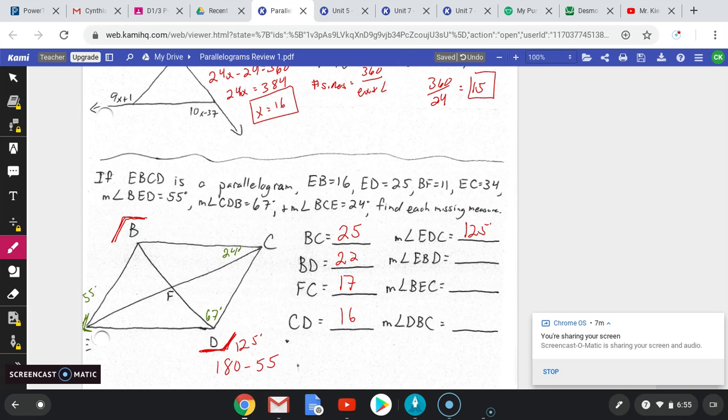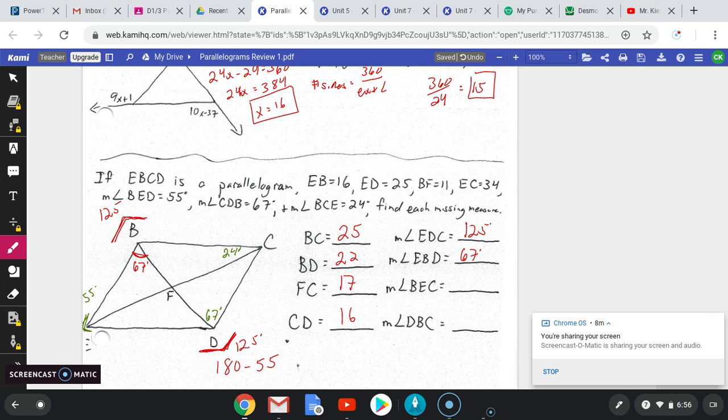Next one, angle EBD. Angle EBD is going to be this angle right here. Well, let's look at what we have here. We know this angle here is 125. We don't have the other angle, because if I had the other angle, then I could just subtract it from 125. However, the 67 that's on the bottom right here, that is alternate interior to right here. That's why this is 67 degrees.